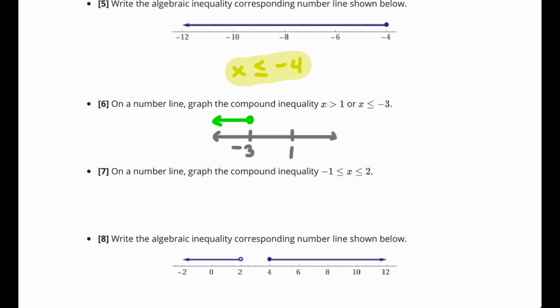The other one, x is greater than 1. So I'm going to circle that. And it's going to go this way. Now, one thing that you'll notice on this is there's no overlap on this, and that is completely okay because it's or.